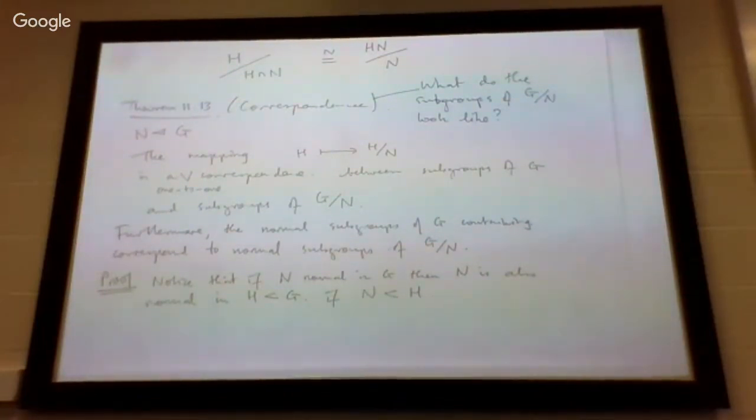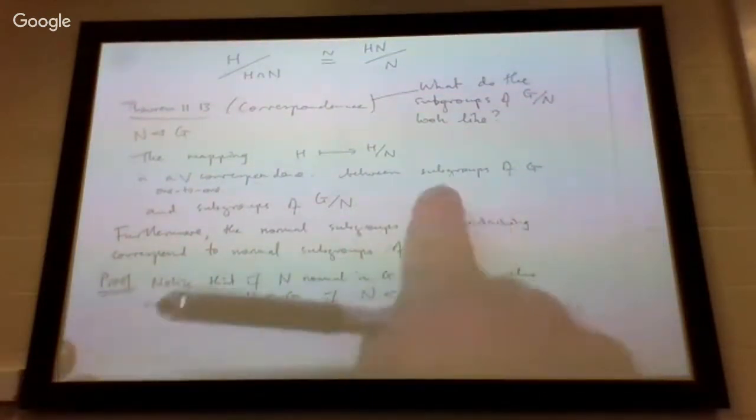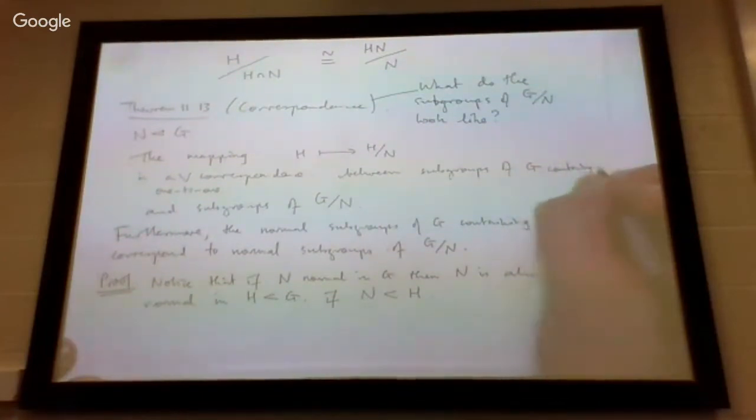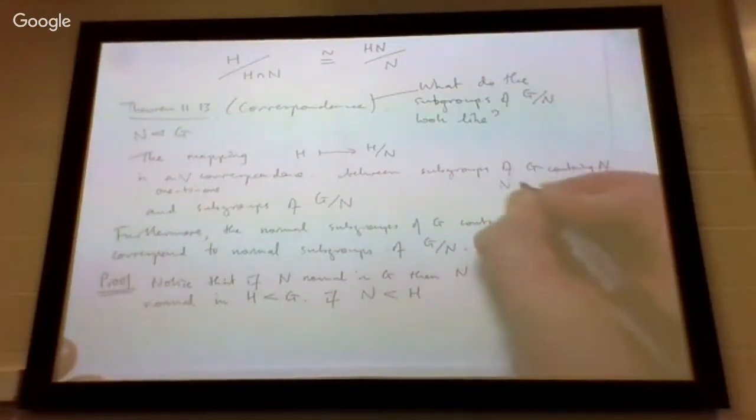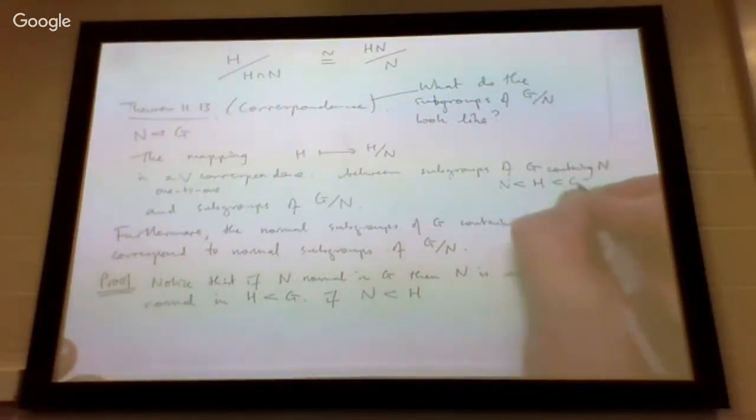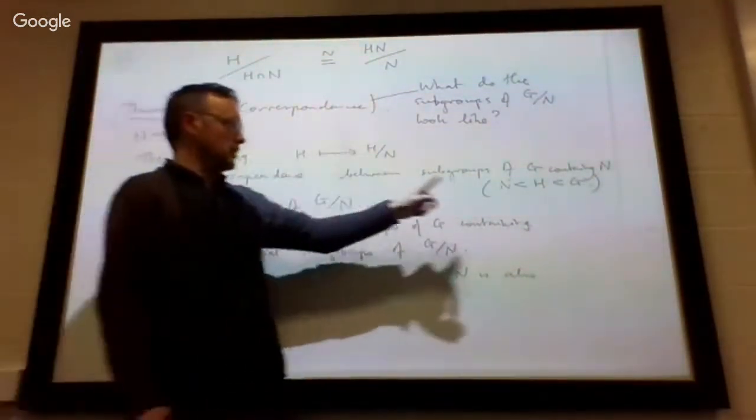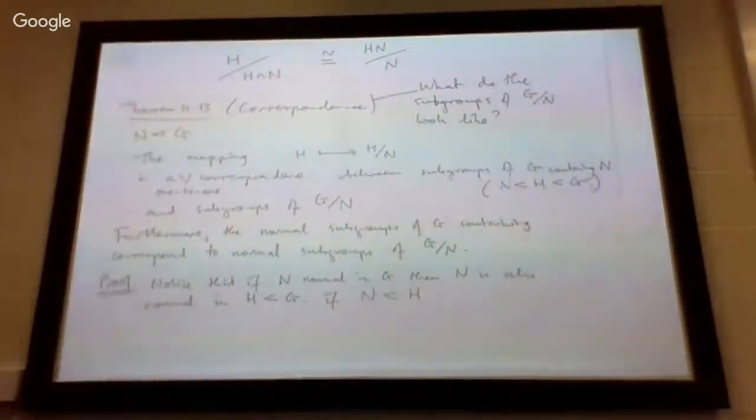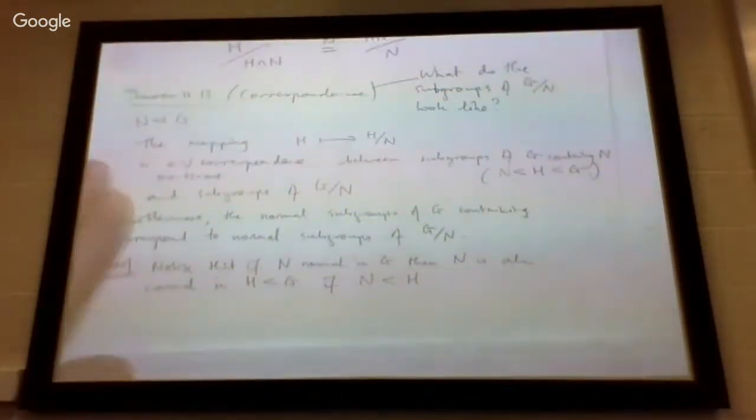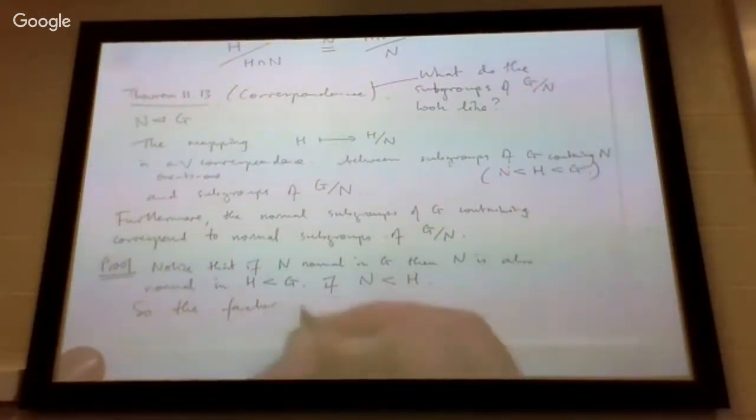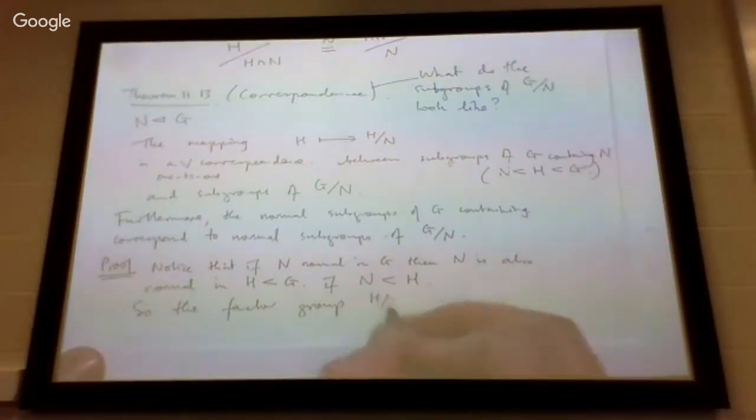Sorry, this mapping is a correspondence between subgroups of G containing N. So these H's are not just any old H's, they are always H's that contain N. The arguments of this map are only subgroups that contain N. So the factor group H by N is a valid construction.